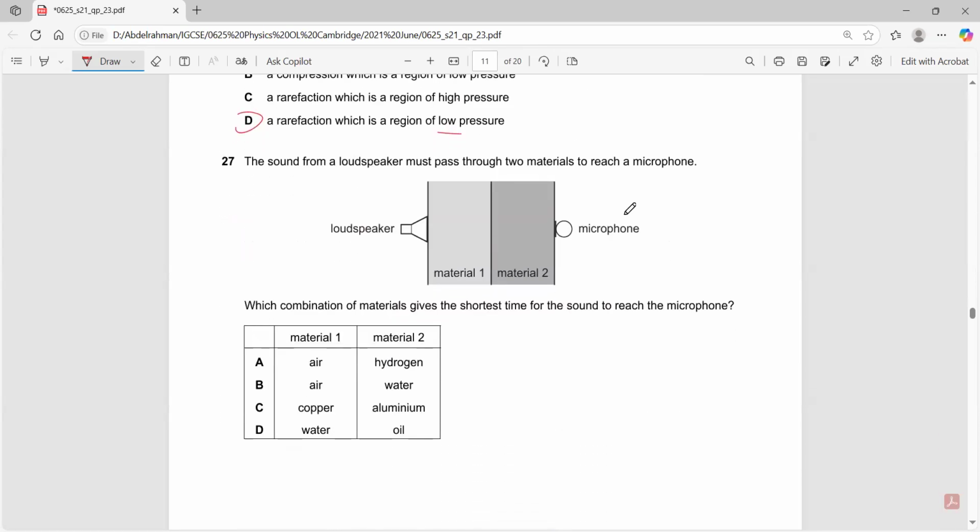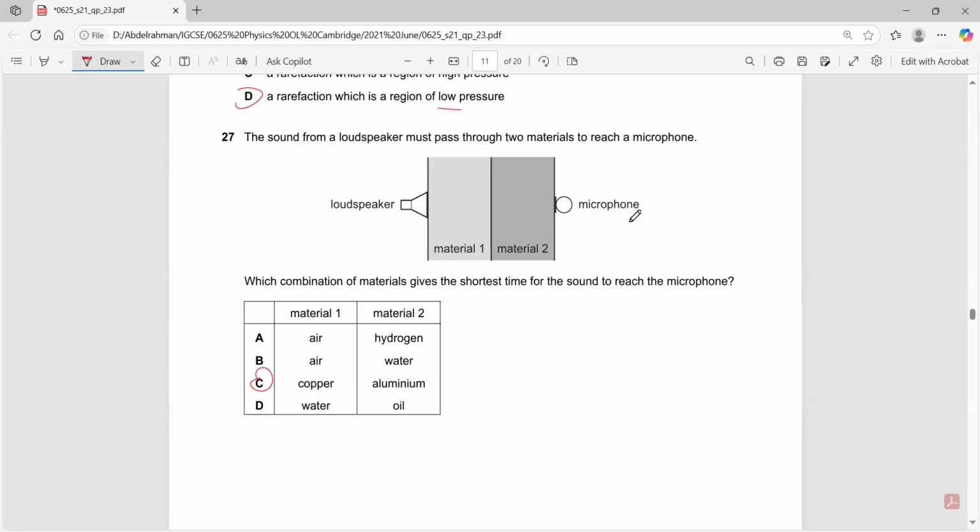You have a loudspeaker and a microphone, two materials. Which combination of materials gives the shortest time for the sound to reach the microphone? Sound is a mechanical wave which depends on the molecules to travel from point A to point B. So you want the sound to travel the fastest, taking the shortest time. In which medium does the sound travel the fastest? It travels the fastest in a solid. So you need to pick two solids, which would be C.